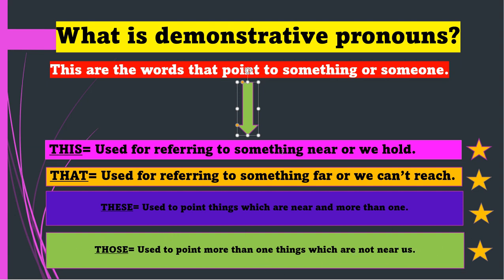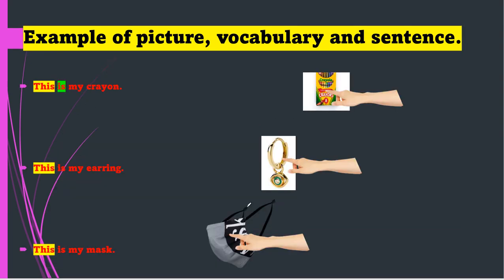Teacher, can you show us an example? Okay, for a review, I will show you the example. Here is an example with a picture, vocabulary, and sentence. This is my crayon. If you see the hand touches the crayon, this one here is the crayon, only one. So I'm talking about one crayon here and we use this, because it's near and only one. And we use is because we're talking about one subject, the crayon.